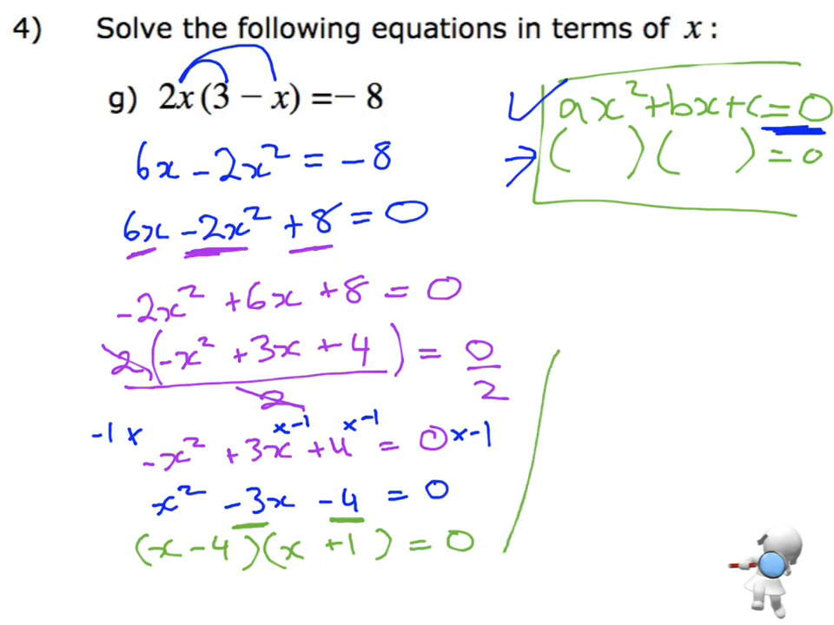So what I can now do is solve. That's my final step. So either the first bracket is equal to 0 or the second bracket is equal to 0. So therefore x is equal to positive 4 or x is equal to negative 1.